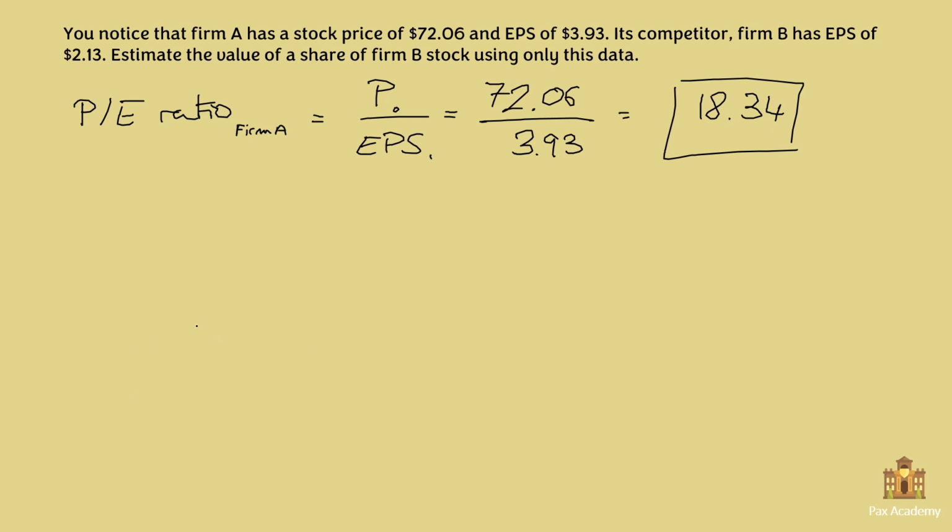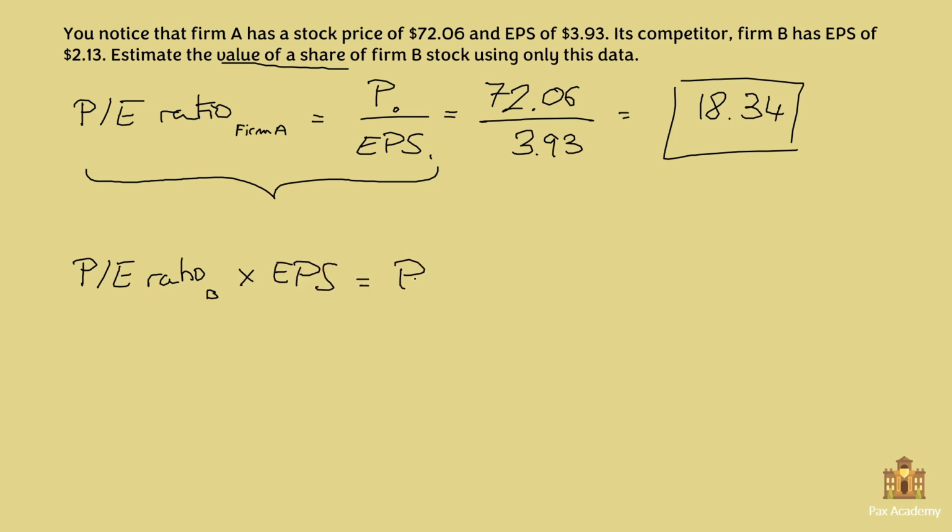Okay. So if we rearrange this formula, we can find out the price, okay, or the value of a share. And this is what they're asking us here. Estimate the value of a share of firm B. So they're asking us for P, okay? So we can rearrange this formula for P. And in doing so, we would get PE ratio of firm B times the EPS is equal to the price. Okay?